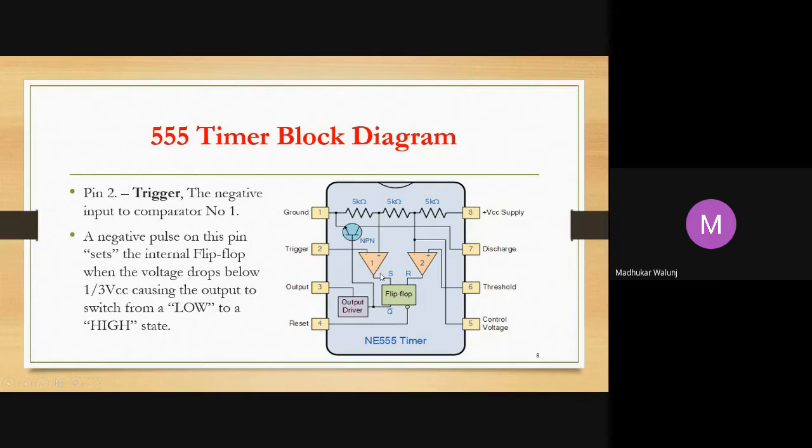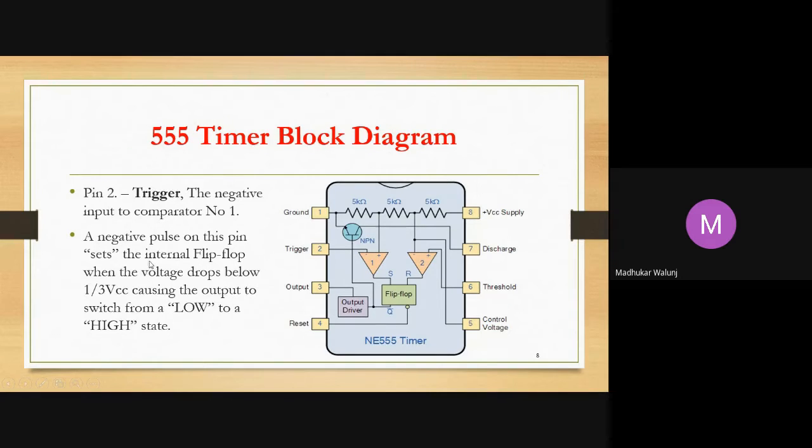So if we have to set the flip-flop, the inverting terminal should be less than the non-inverting terminal. The non-inverting terminal is actually 1/3 VCC. So the trigger pin should get a negative pulse that goes below 1/3 VCC, so that the non-inverting terminal will be greater than the inverting terminal, and this comparator will set the flip-flop.